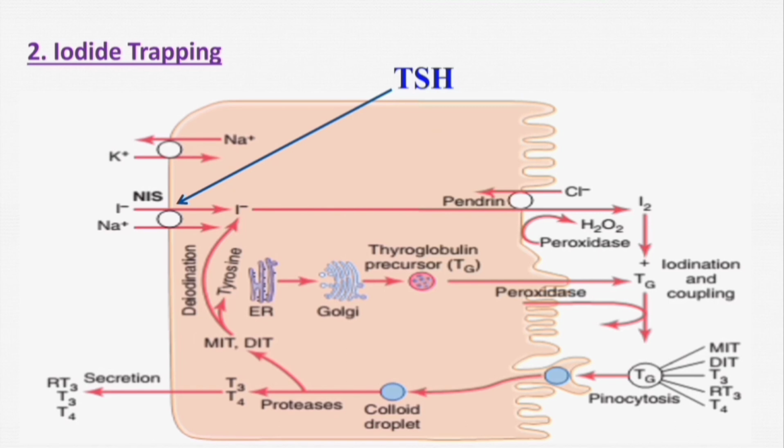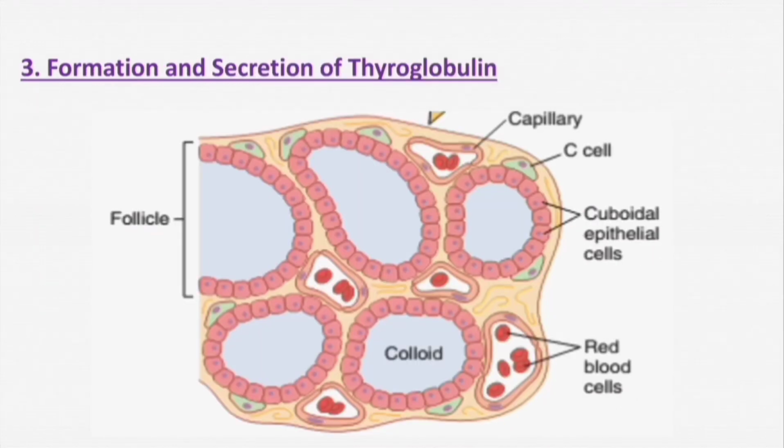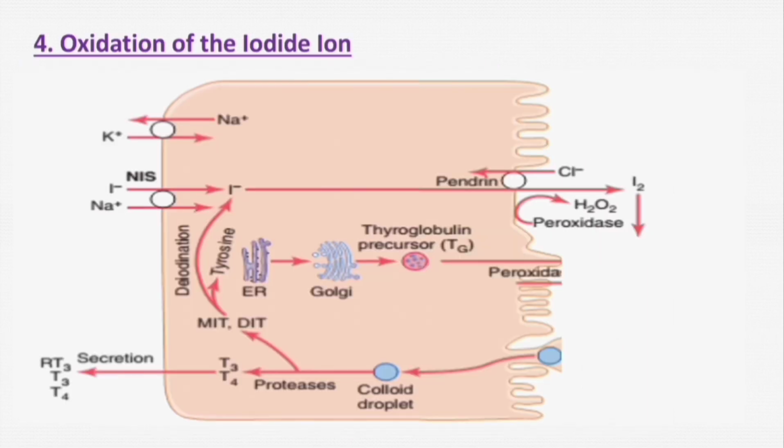Now, the next step is formation and secretion of the thyroglobulin. Basically, these thyroid cells synthesize and secrete into the lumen of the follicle a very large protein, which is actually a glycoprotein, thyroglobulin. Its molecular weight is about 335,000. Okay, each thyroglobulin molecule contains 70 tyrosine amino acids, and these tyrosine amino acids basically combine with iodide to form the thyroid hormone. Now, the next step is oxidation of the iodide ion.